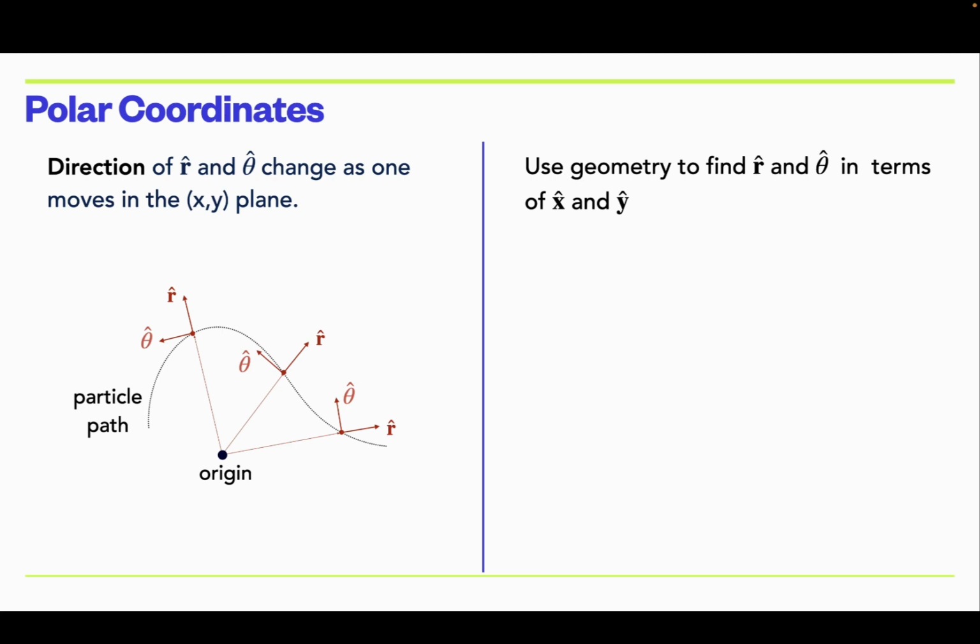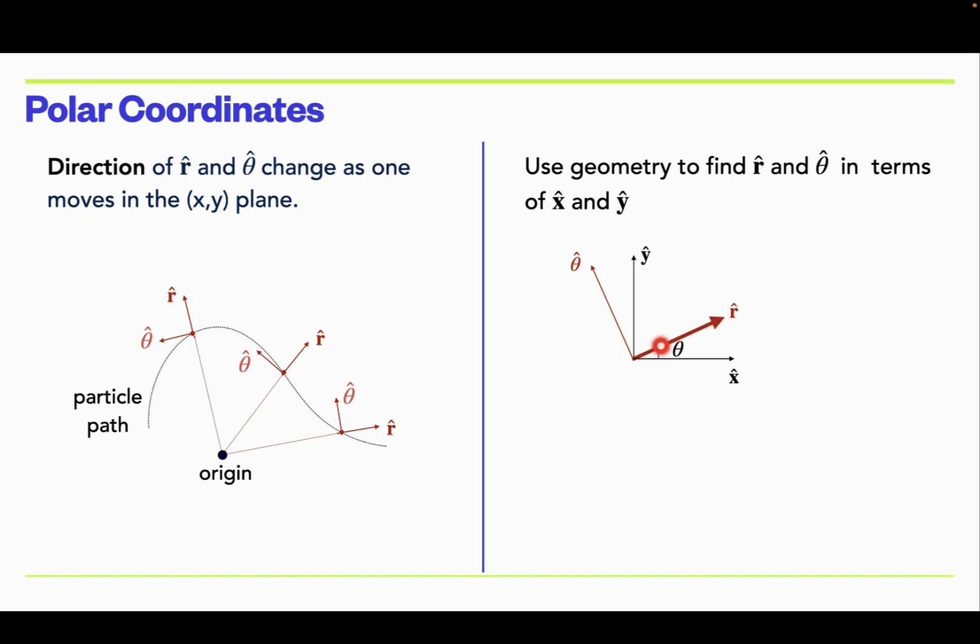What we'll see is that we have to worry about taking the time derivative of these unit vectors because they're changing as the particle moves through space. So before we get there, what we want to do is be able to write r hat and theta hat in terms of our Cartesian unit vectors x hat and y hat. So let's draw our x hat and y hat unit vectors. Here are our polar unit vectors, r hat and theta hat.